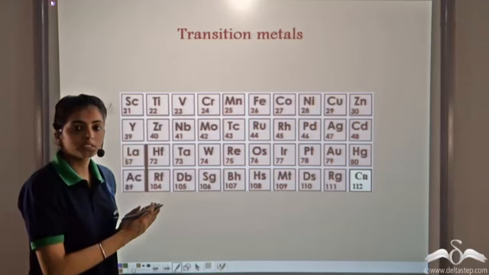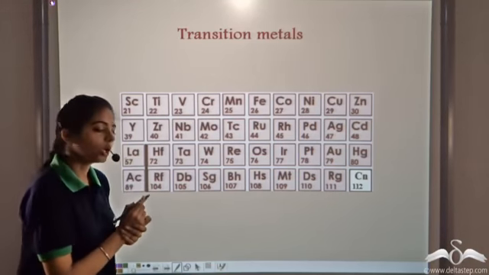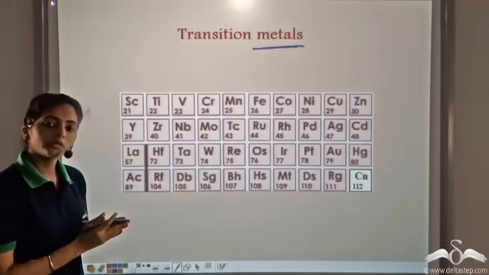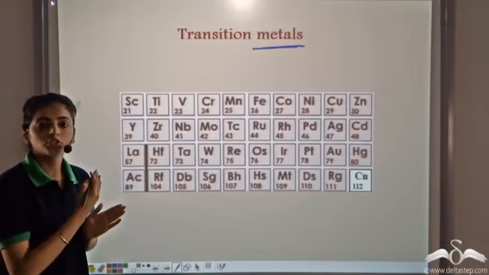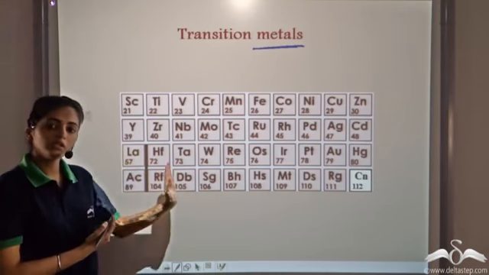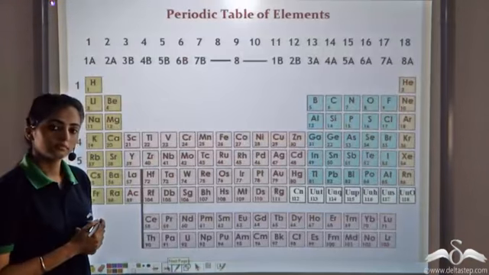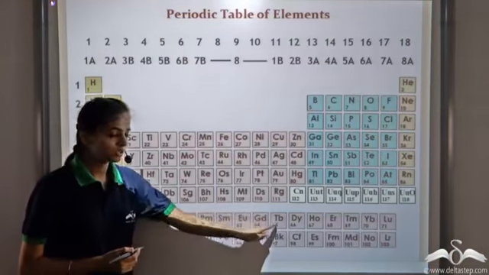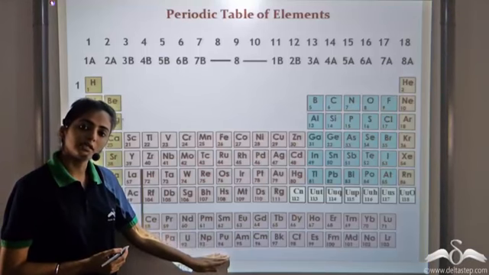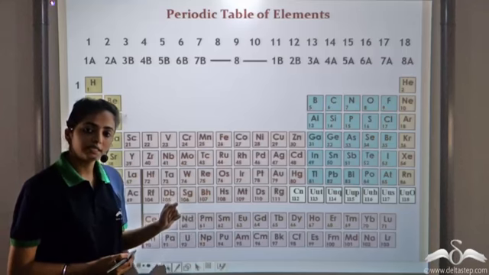All these elements belonging to group B of the periodic table are all metals and they are known as transition metals as they show a transition of properties from the left part of the periodic table to the right of the periodic table. Now you see some elements which are placed separately in the periodic table. Why are they placed separately? Why not merged with the main periodic table? Let's see why.